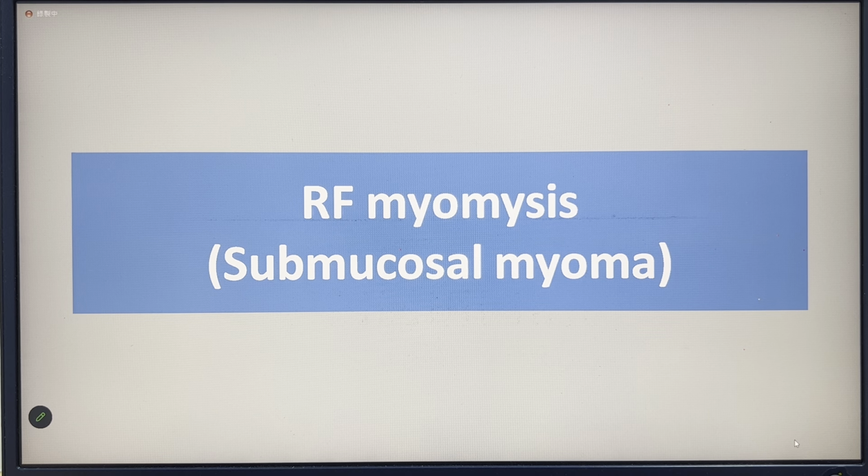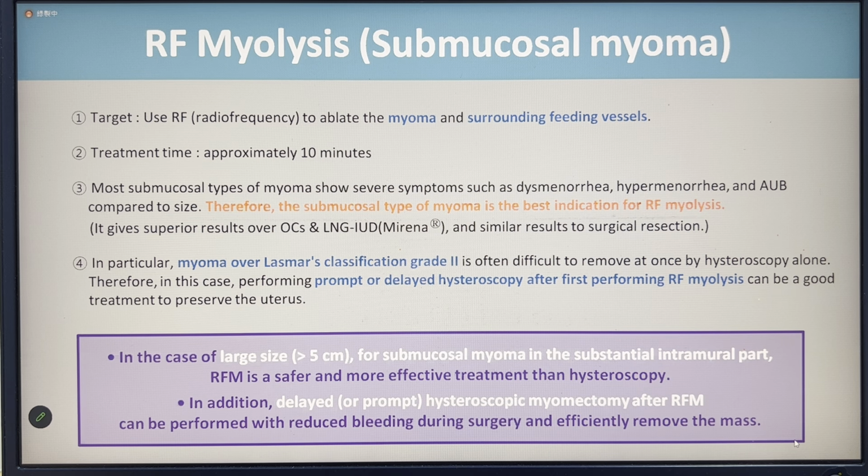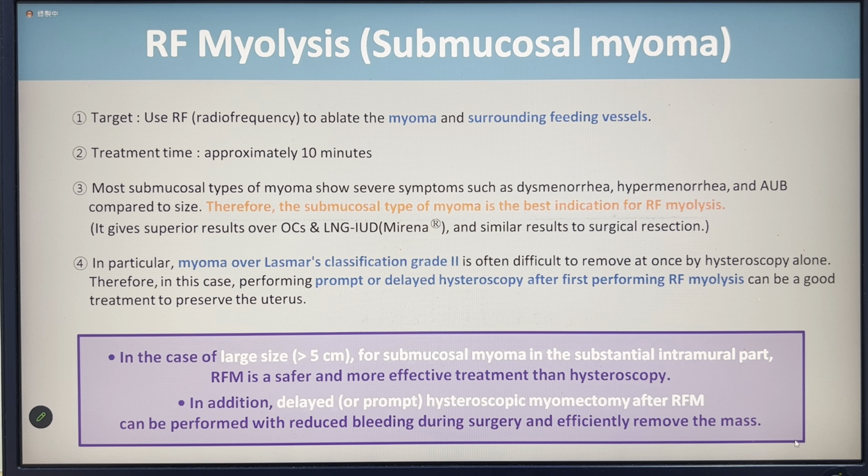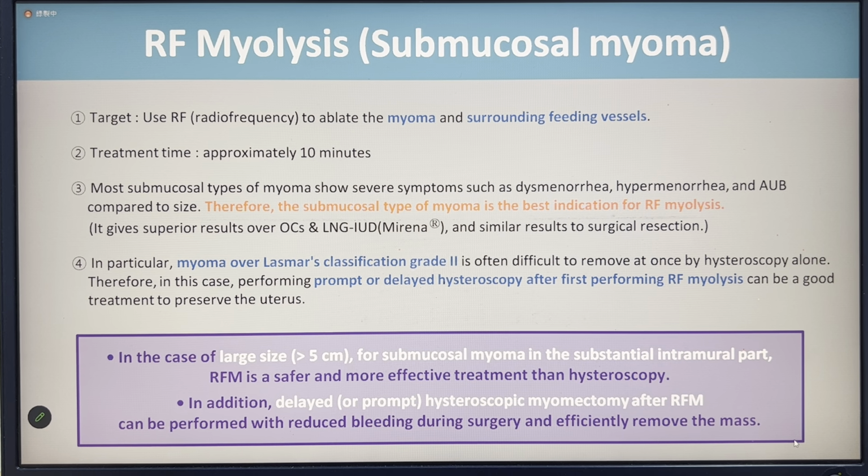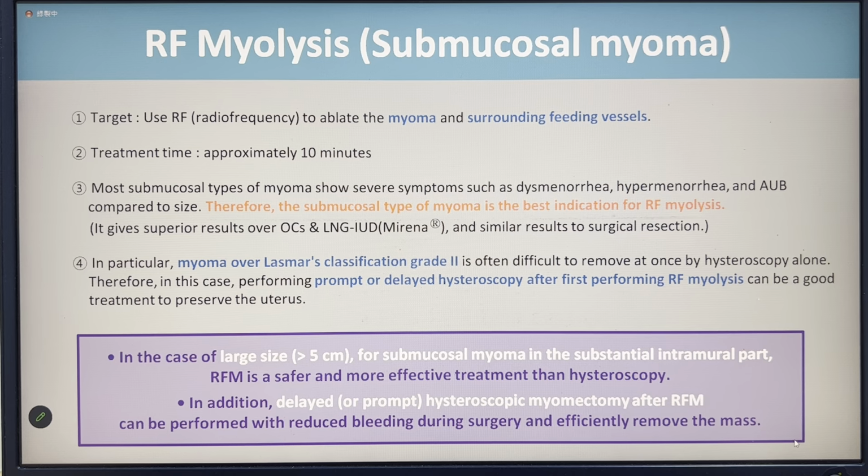Next, let me talk about RF myolysis on submucosal myoma. Target is myoma and feeding vessel, and it takes about 10 minutes. Most submucosal myomas show severe symptoms such as dysmenorrhea, hypomenorrhea, and AUB compared to the size. Therefore, the submucosal type of myoma is the best indication for RF myolysis. In particular, myoma over Lasmann's classification grade 2 is often difficult to remove at once by hysteroscopy alone.